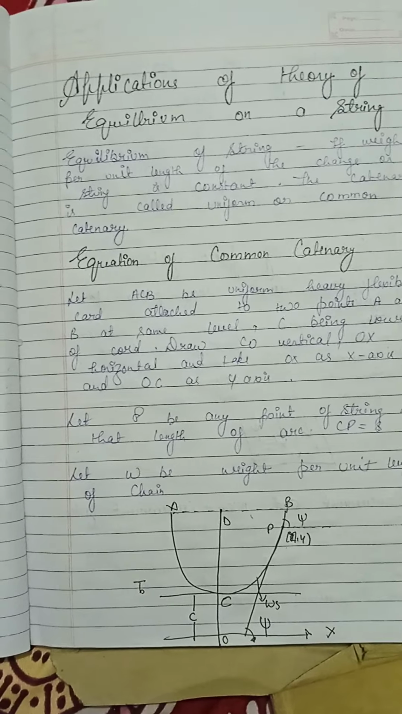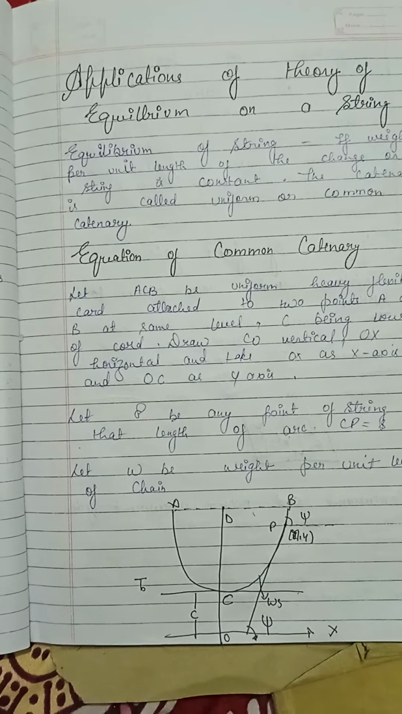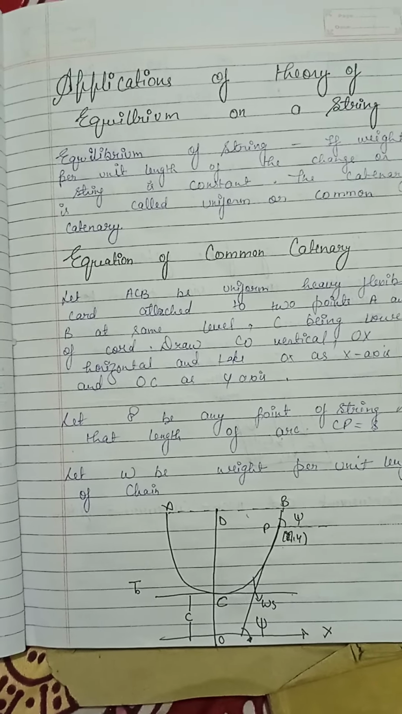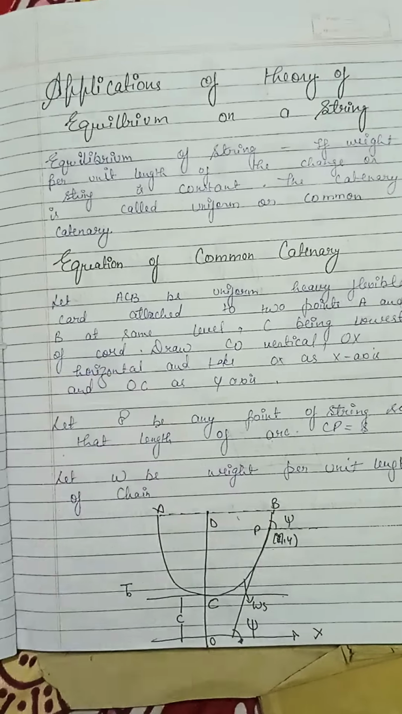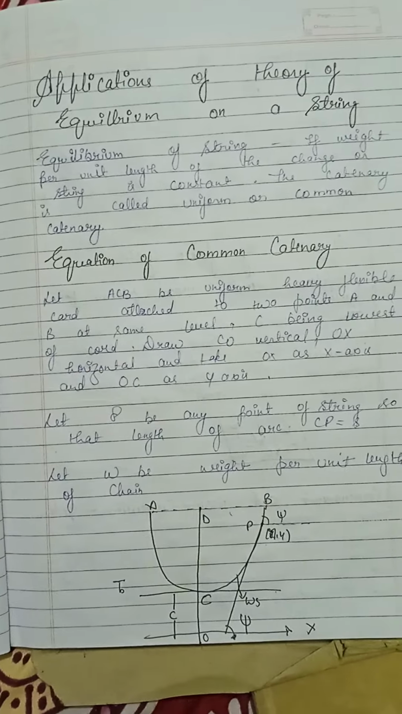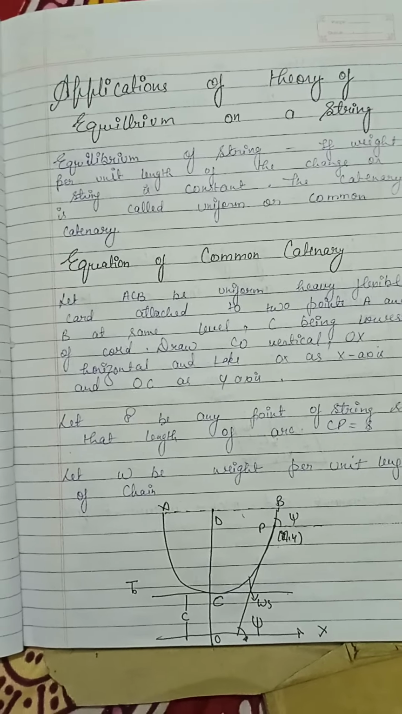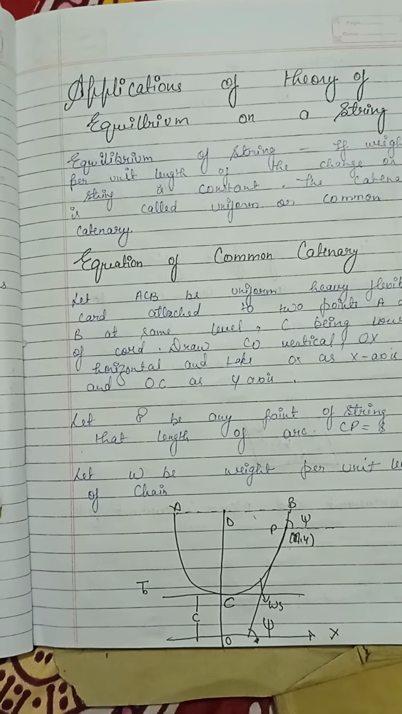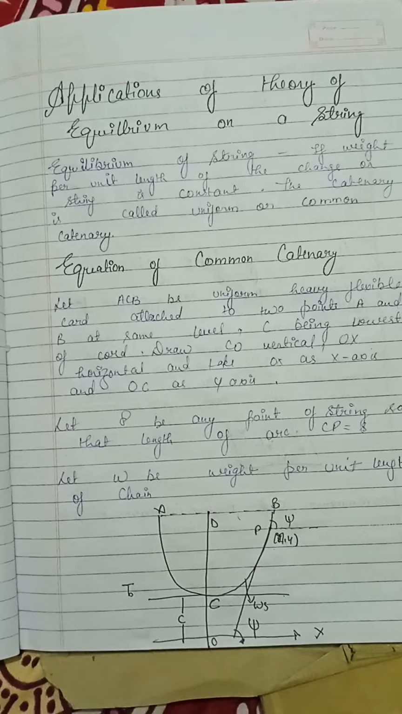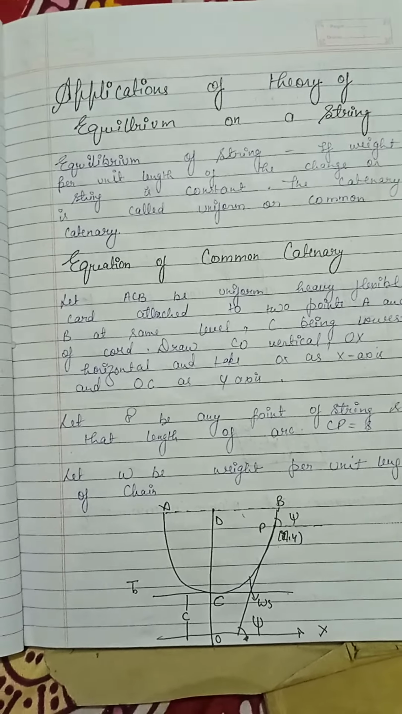Now let W be the weight per unit length, as already told, the linear density of the string, which is constant throughout as the string is uniform. Then the portion CP of the string is in equilibrium under the action of forces, which are the tension T at P and T naught at C. The weight W is acting along a vertical line passing through the CG of the portion CP and through the point where the two tensions meet.